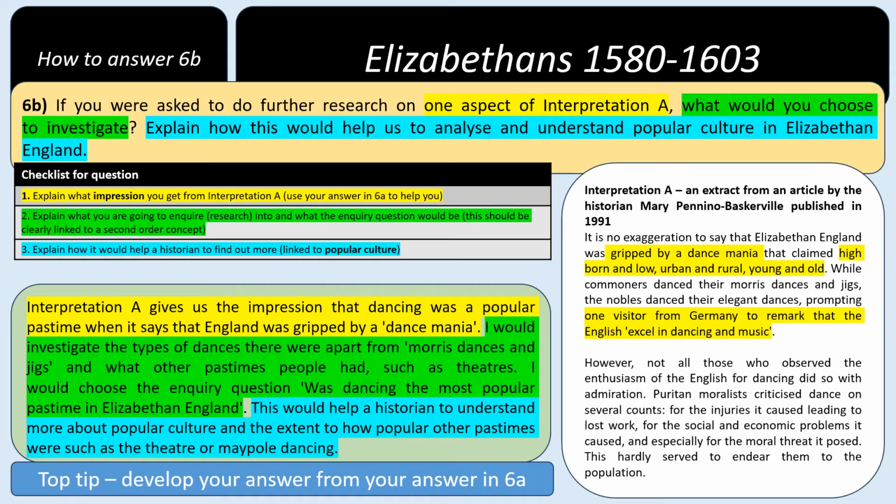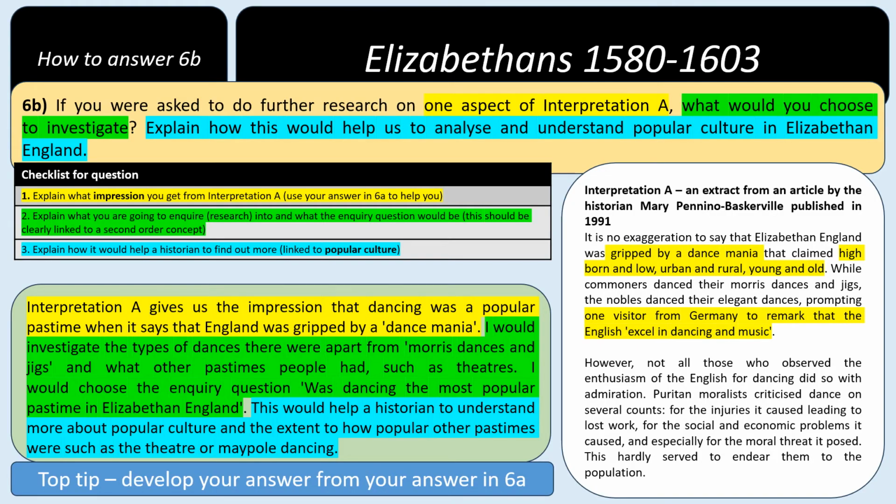So the question says, if you were asked to do further research on one aspect of interpretation A, what would you choose to investigate? Explain how this would help us to analyse and understand popular culture in Elizabethan England. Now, one thing to say here is that you don't have to actually answer this question. You are just thinking, as a historian, what would you like to find out more about? What kind of questions does this interpretation throw up that a historian might want to find out more about?